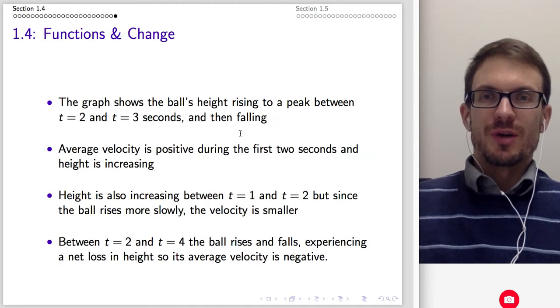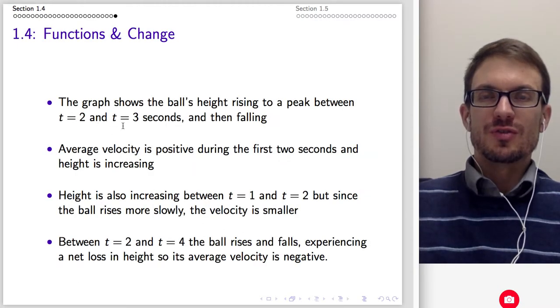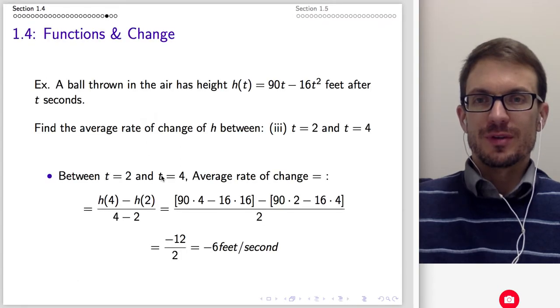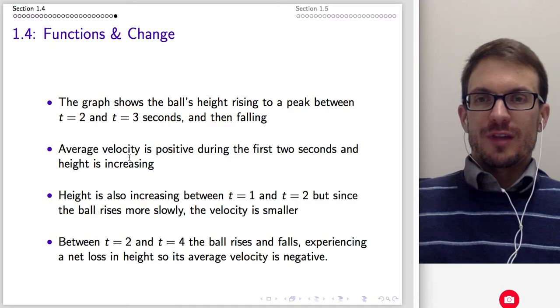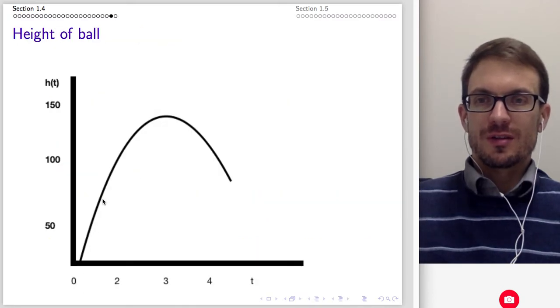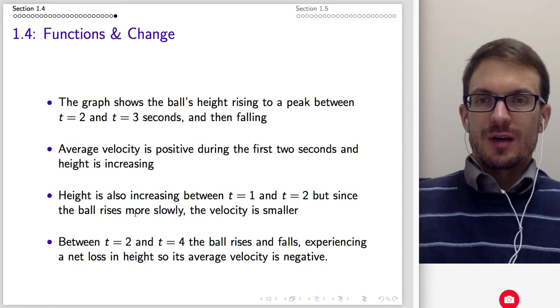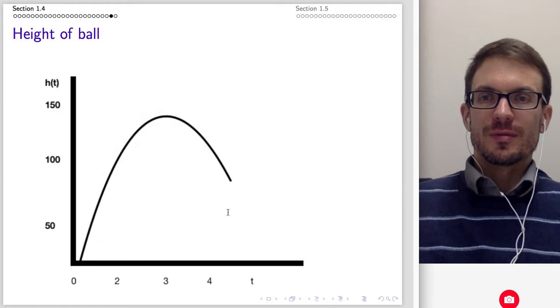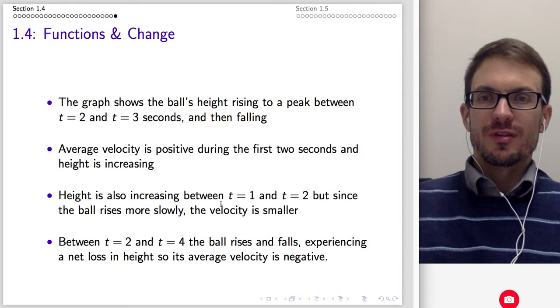The graph shows the ball's height rising to a peak between T2 and T3. Average velocity is positive during the first 2 seconds and height is increasing. Height is also increasing between T is 1 and T2, but since the ball rises more slowly, the velocity is smaller. Here it's sort of tapering off.